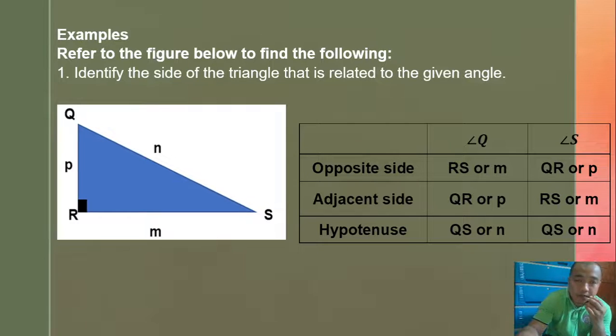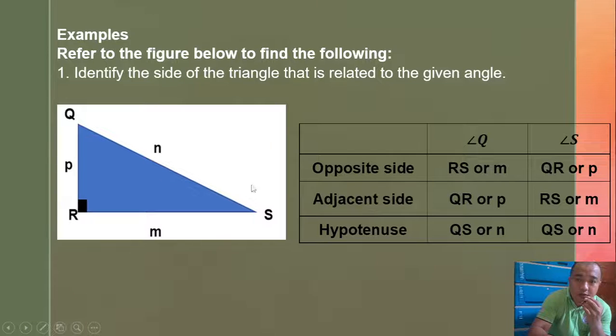Okay, let us have here examples. Refer to the figure below to find the following. We have here triangle RQS, opposite of angle S is P, adjacent of angle S is M, and opposite of angle R, the hypotenuse, is N. So let's start with angle Q. If angle Q is our reference angle, what is the opposite side of angle Q? Side M or RS. What is the adjacent side of angle Q? QR or side P. And what is the hypotenuse of angle Q? Still QS or N.